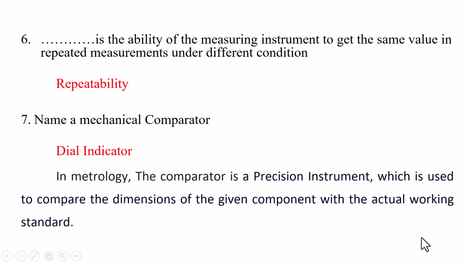Next question. Dash is the ability of the measuring instrument to get the same value in repeated measurements under the same conditions. That is called repeatability. Name a mechanical comparator. That is dial indicator.